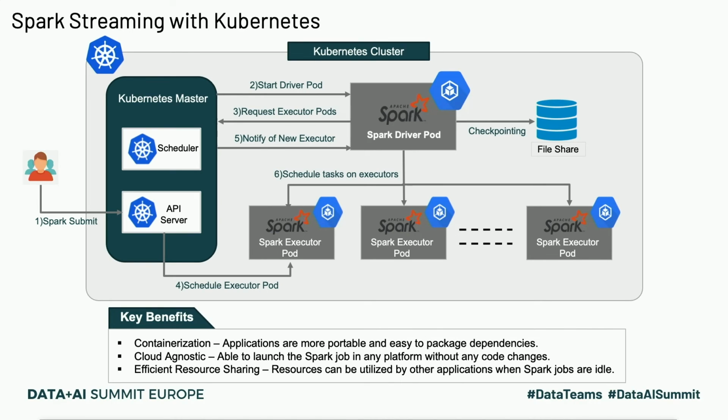Some of the key benefits to be noted while running Spark on K8s: the dev team will have more control in building the containers with necessary dependencies. It is easy to migrate the job to any environment, like cloud providers or on-premises. When Spark jobs are idle, resources can be used by other applications, which is not the case with other resource managers like YARN and Mesos.